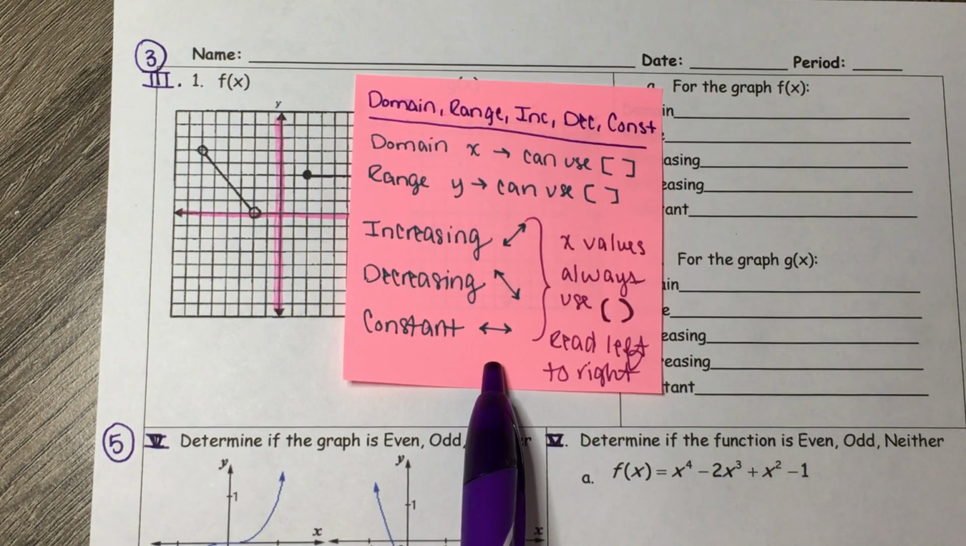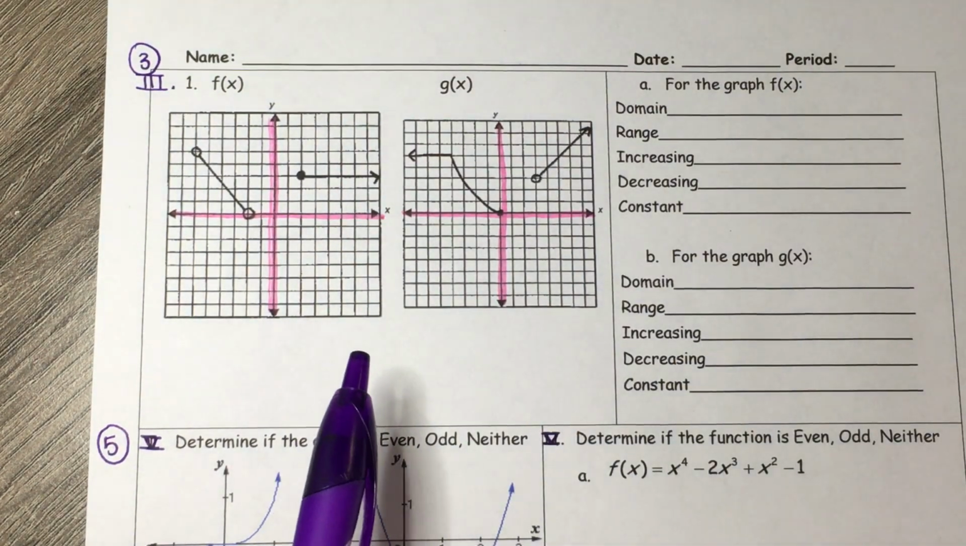that flat line. And with increasing, decreasing, constant, you're always using the x values, and no matter whether it's an open circle or closed circle, you are always using parentheses, keeping in mind that those definitions are defined on an open interval. And then you're going to have to read from left to right.